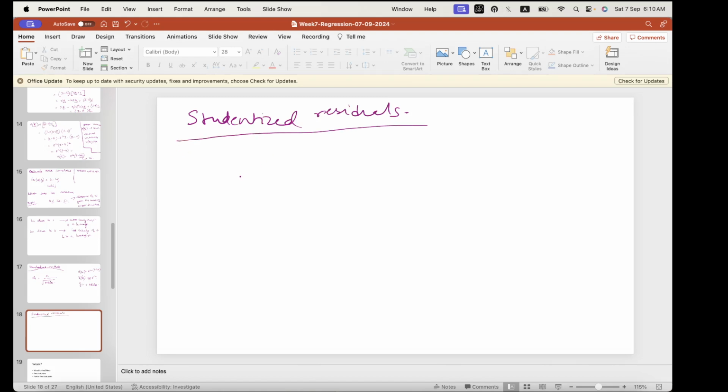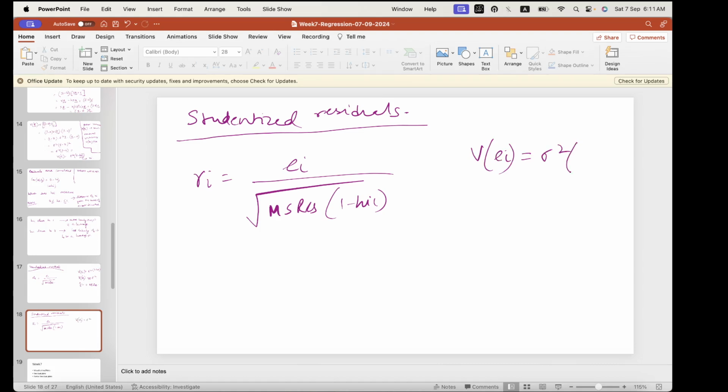Okay, so here this is denoted by ri, which is nothing but ei by root over MS residual into 1 minus hii. Here we standardize it by the correct variance, because the variance of ei is actually sigma square times 1 minus hii, and we estimate sigma square by MS residual of the model. So this is how the studentized residual looks.